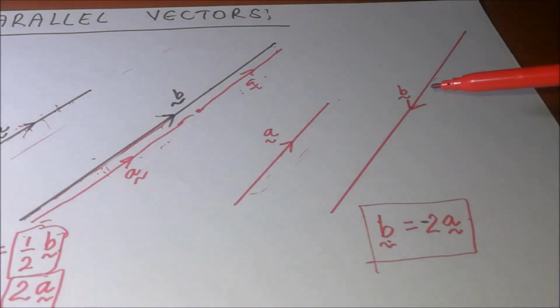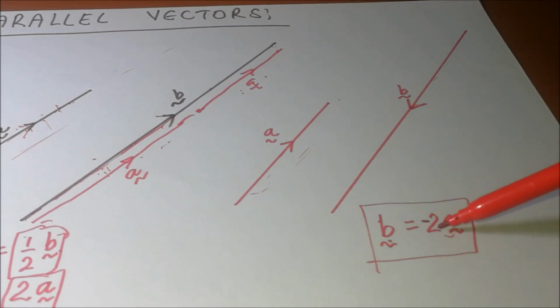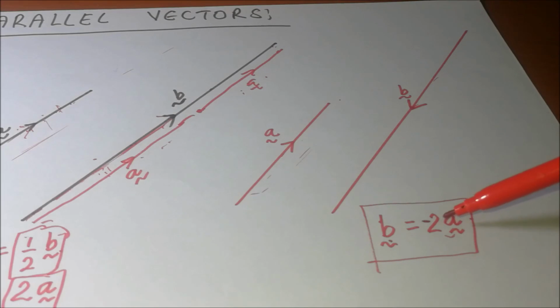If we are given any two vectors and we are told to prove that they are parallel to each other, we just need to express one vector as a scalar multiple of the other. If we can express one vector as a scalar multiple of the other, then we can prove that they are parallel. Let's do some examples to illustrate what I'm talking about.